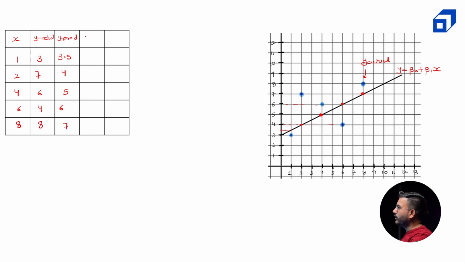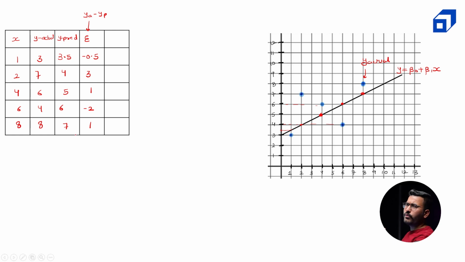Now let's calculate error. So error is given as y actual minus y predicted. So 3 minus 3.5 is minus 0.5, 7 minus 4 is 3, 6 minus 5 is 1, 4 minus 6 is minus 2, 8 minus 7 is 1.